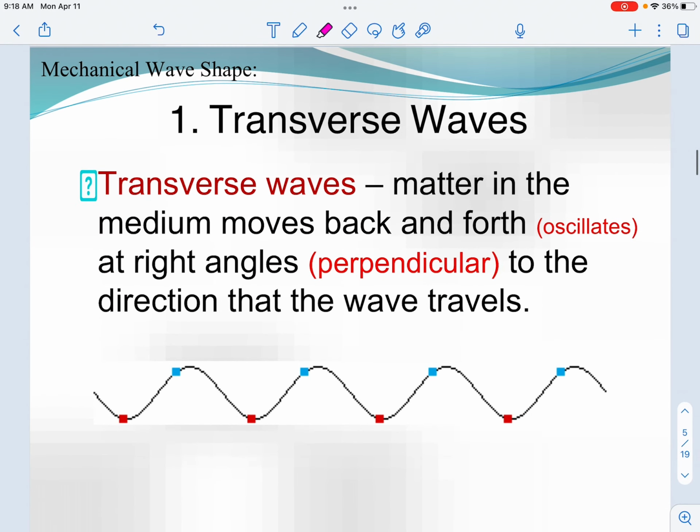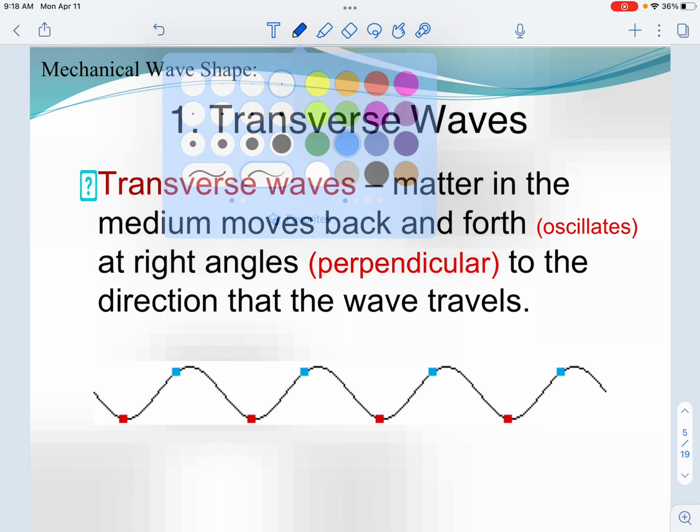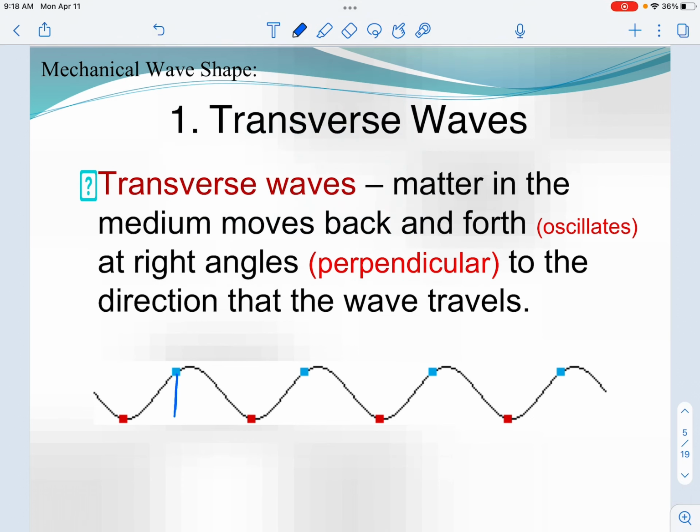So here I have an illustration of a transverse wave. Here we have a different explanation. Matter in the medium oscillates back and forth. So when we say that the matter moves back and forth, if my particles are simply vibrating or oscillating, bouncing up and down, up and down, this molecule doesn't actually leave this location. It's just going to go back and forth from these two positions. So that's what we mean when we say oscillates.